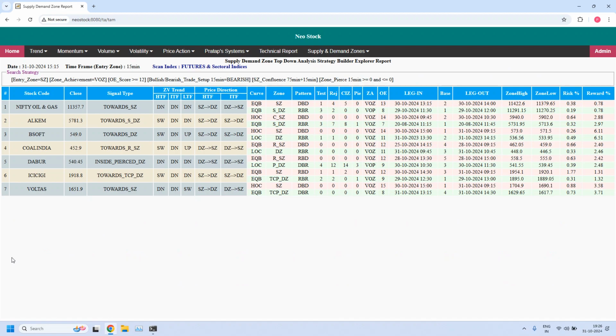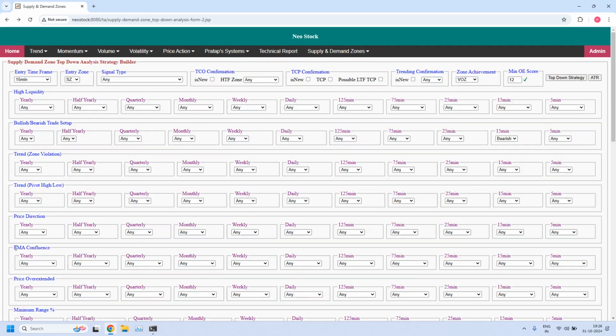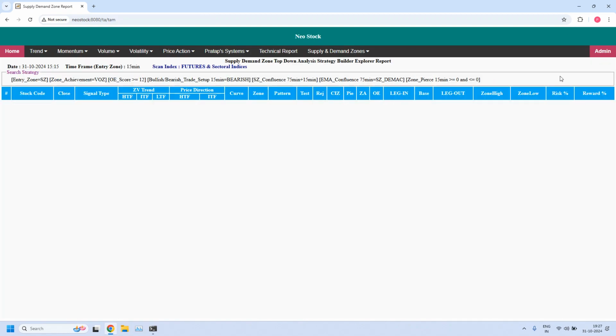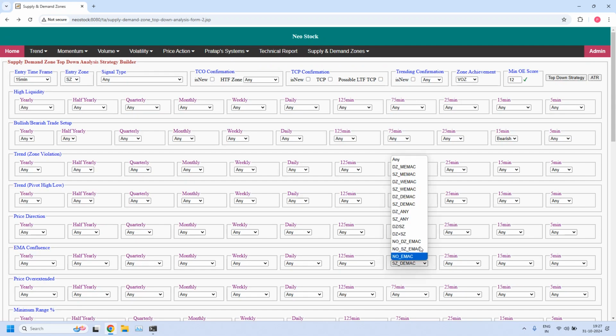In all these 7 stocks, the 15 minute supply zones are part of the 75 minute supply zone. If those 75 minute supply zones are having daily EMA confluence, they are even more high probability setup. So in the EMA confluence, I am adding the filter in the 75 minutes time frame, 75 minute supply zone with daily EMA confluence. We did not get any stocks. Fine, I am removing the filter.